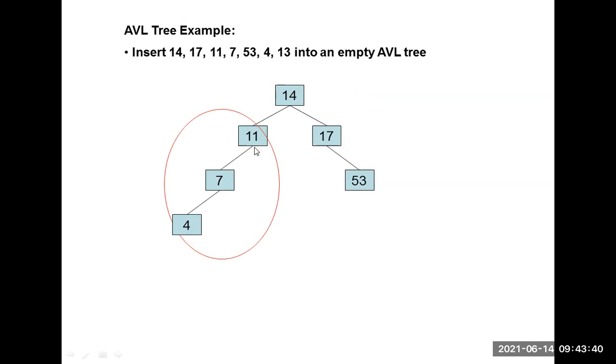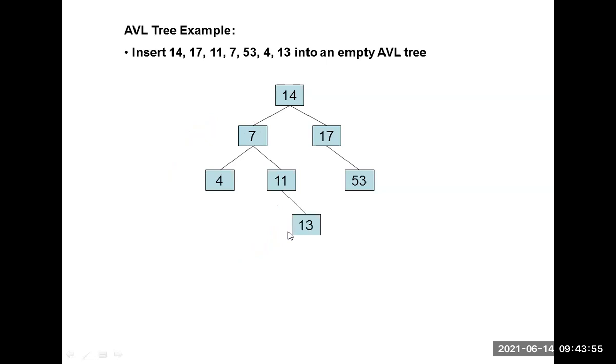LL rotation means there is a problem at left side. You have to perform right rotation. So after rotating this one, 7 comes here, 4 left side, right is 11. See here. Okay. Then you can insert 53 here. It is balanced. Next insert 12. So I insert 12 here at this level. 1, 2, 3, 4. 4 minus 2.